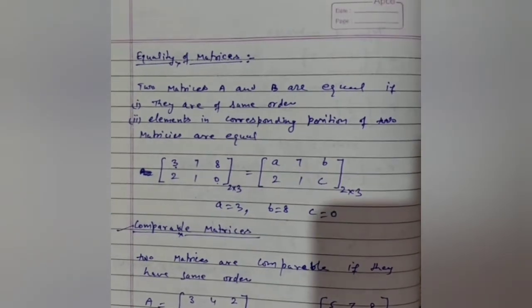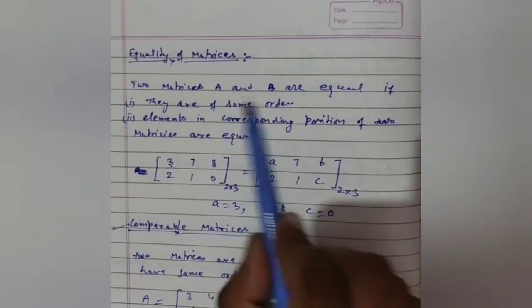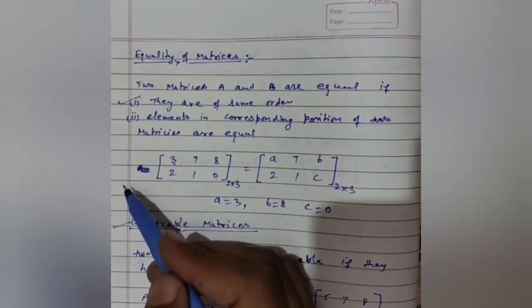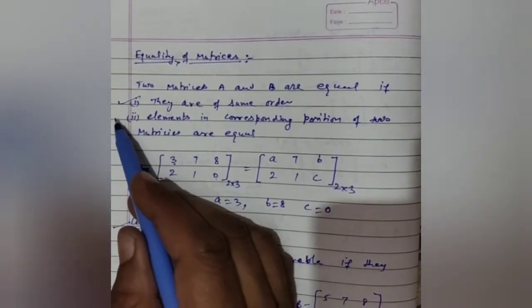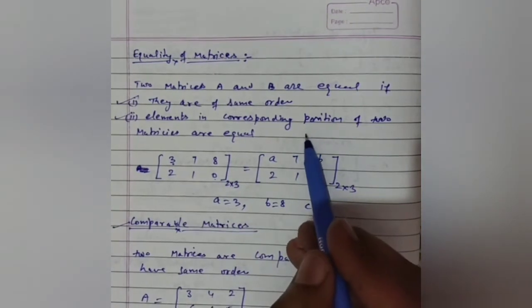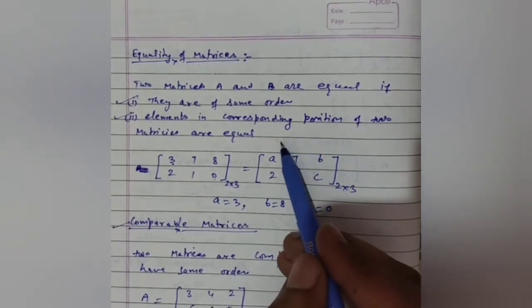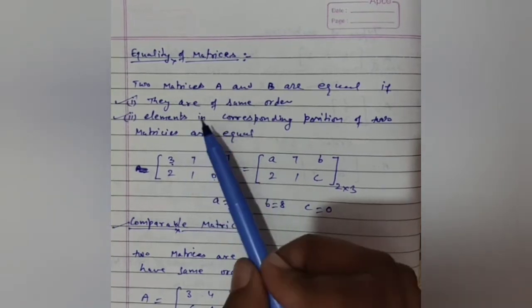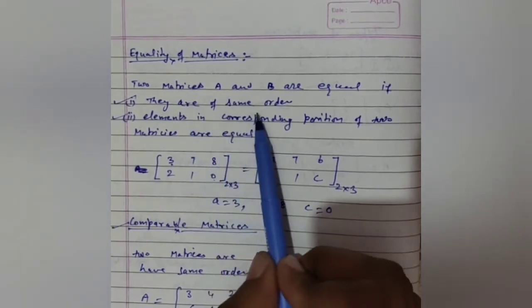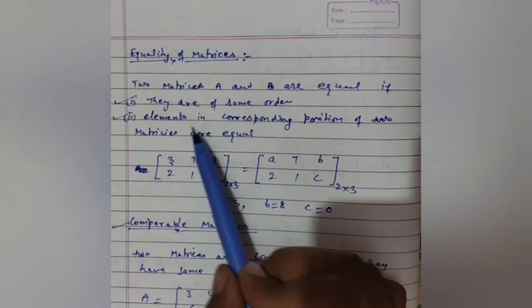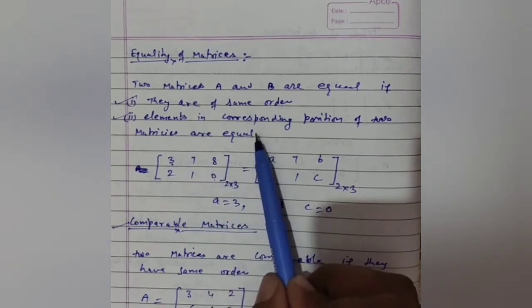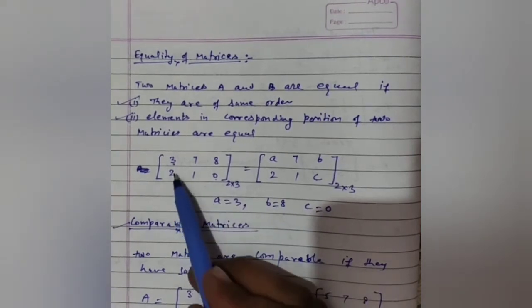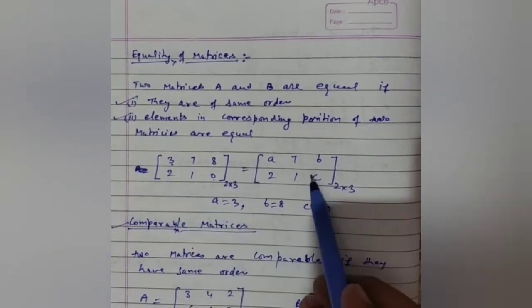Equality of matrices. Two matrices A and B are equal if, first, they are of the same order, and second, the elements in the corresponding positions of the two matrices are equal. Two matrices will be equal if their order is the same and the elements at corresponding positions are also the same. For example, matrix is equal to the matrix.